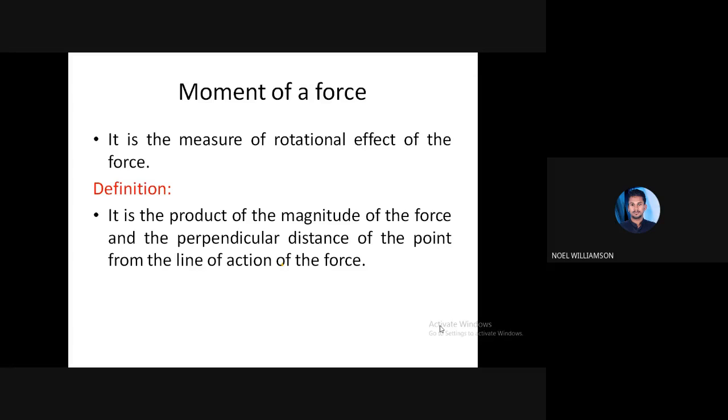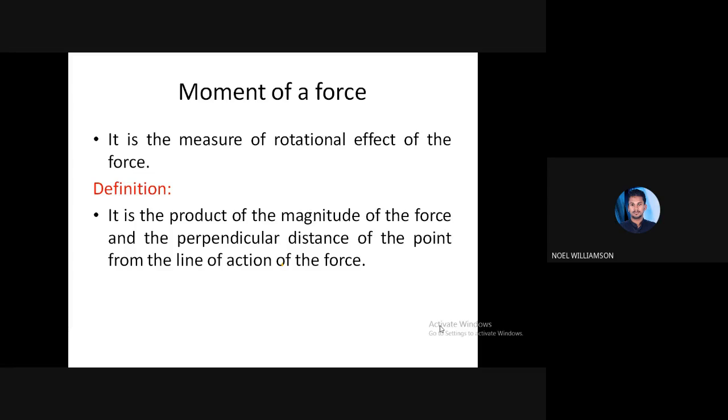That means you are given a force acting on an object. Usually when a force acts on a body, the body will move from an initial point to a final point, so it may create a linear movement. But if the direction of the force is such that it causes a rotational effect, then that rotational effect of the force is termed as the moment.